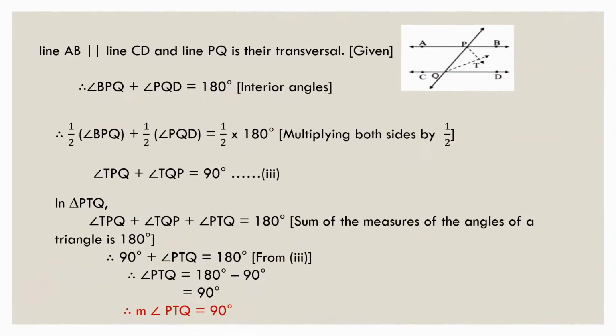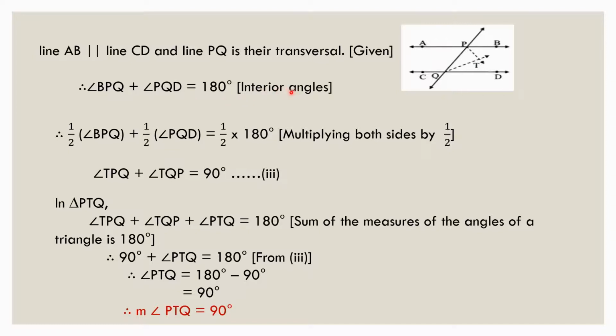Here line AB is parallel to line CD and line PQ is the transversal. Then what about the angle BPQ and angle PQD? Angle BPQ plus angle PQD is equal to 180 degrees. Those angles are the interior angles.